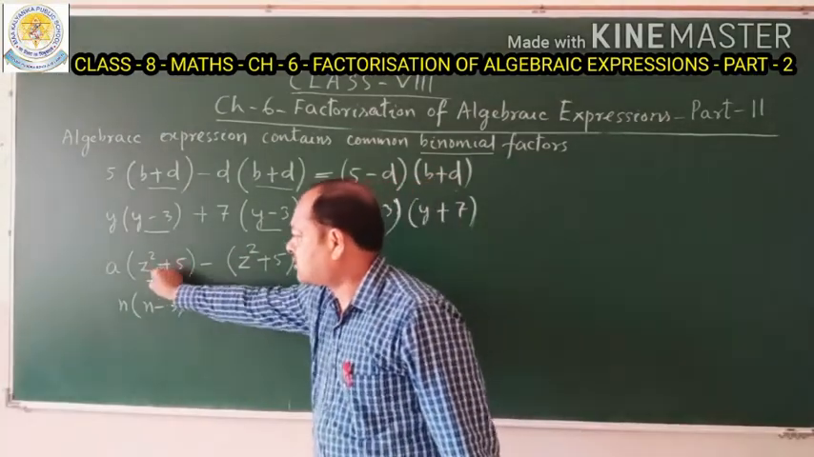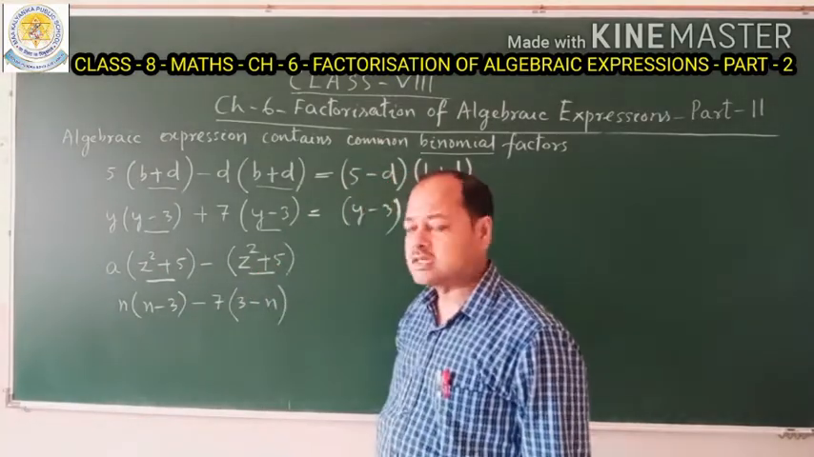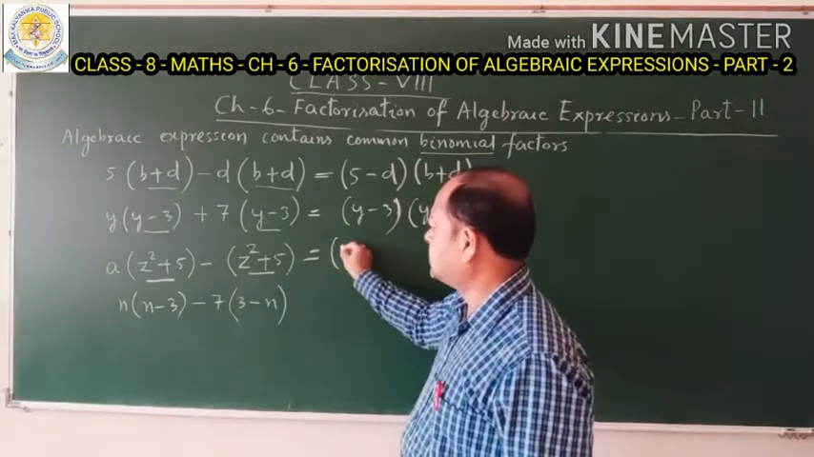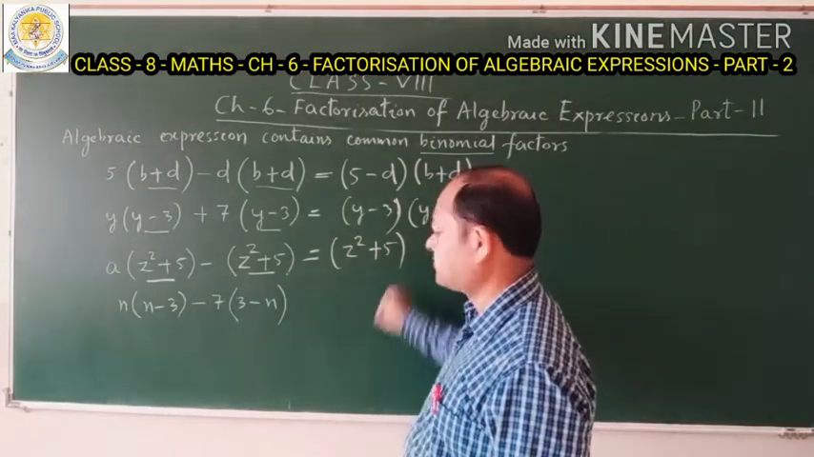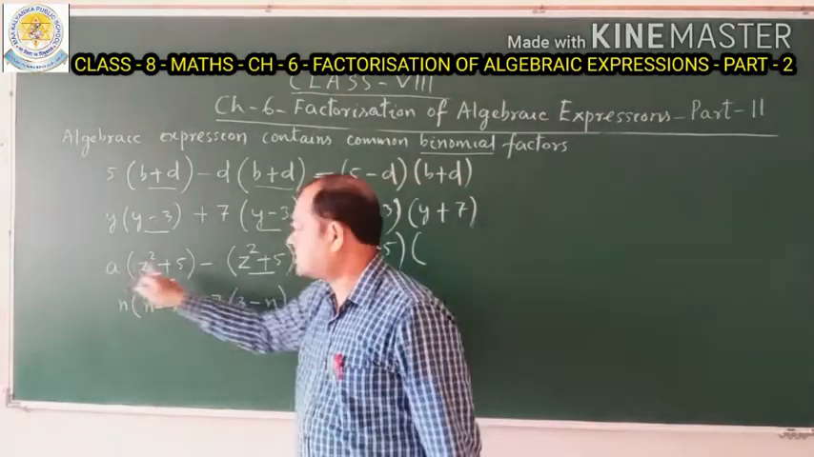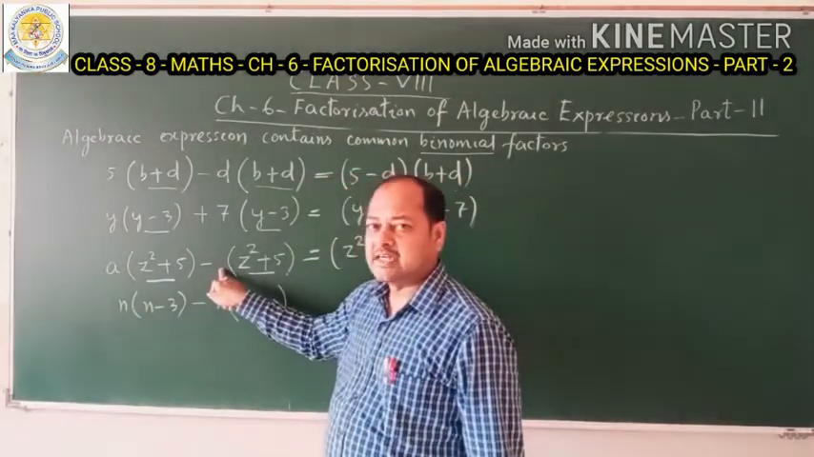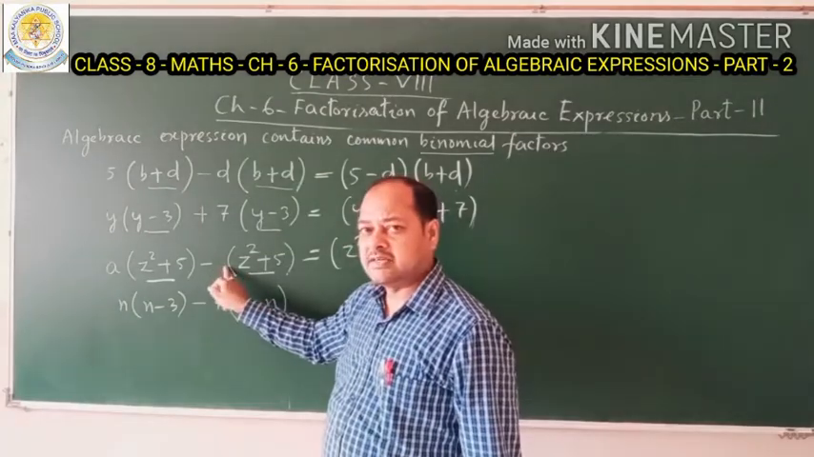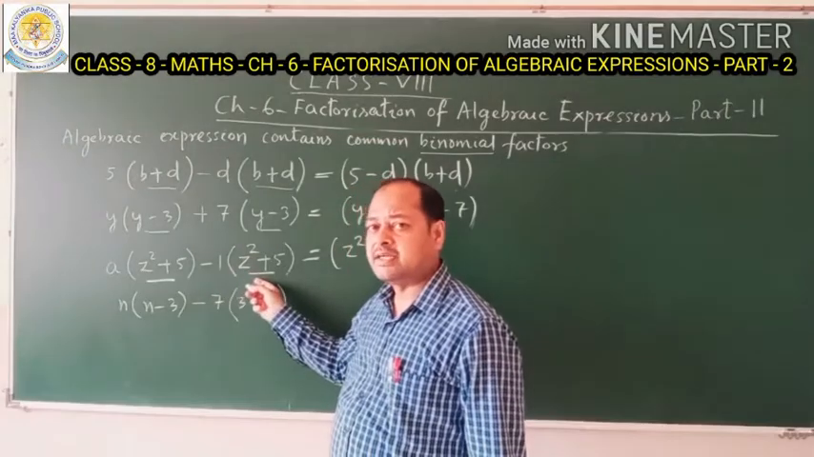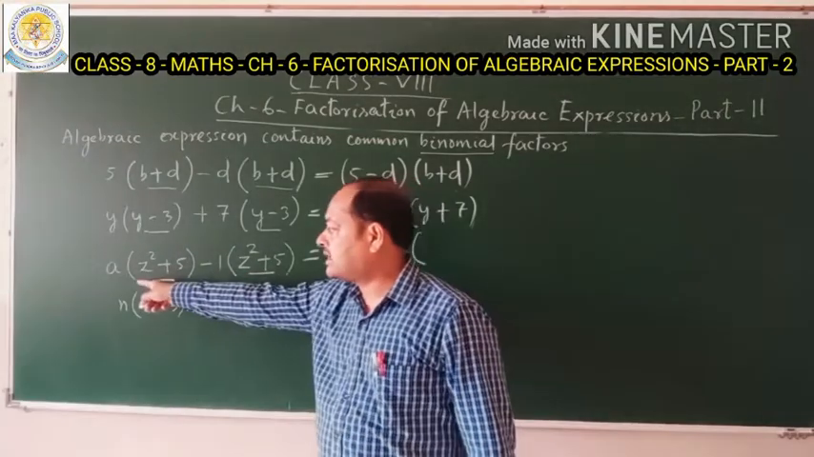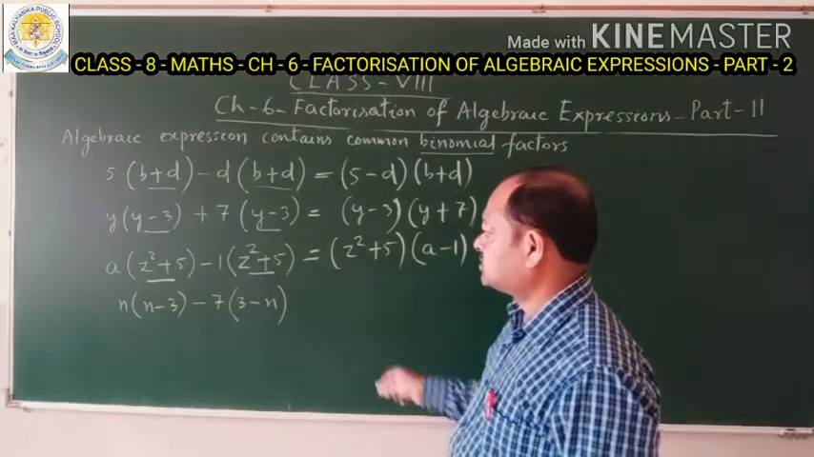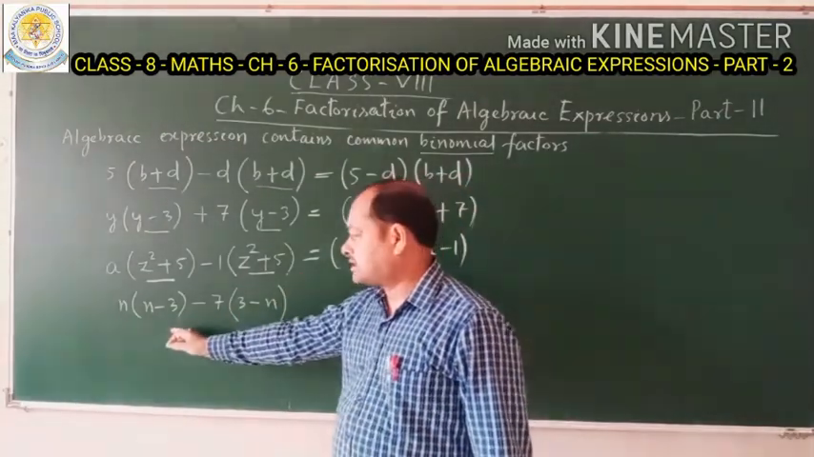Now look at this example. Here z square plus 5 is common, so you can write this algebraic expression as z square plus 5 in one bracket. Here the sign is plus and nothing is written, which means we can write 1, since 1 is multiplied with that same term. So the other factor is a minus 1.